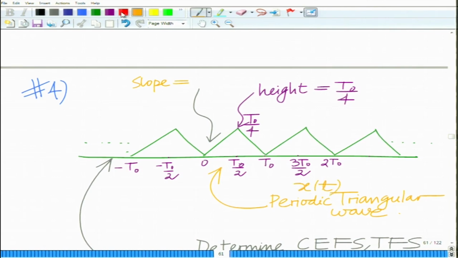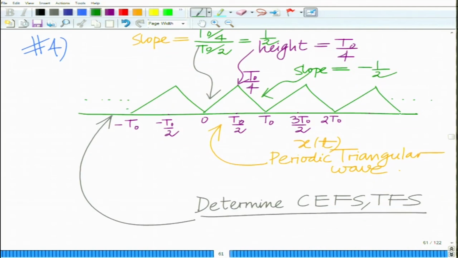So, the slope of this, interestingly, is the height T naught over 4 divided by the width of the rising part, that is T naught over 2, which is basically equal to half. So, the slope of the rising part is half, and the slope of the falling part, being symmetric, is minus half.